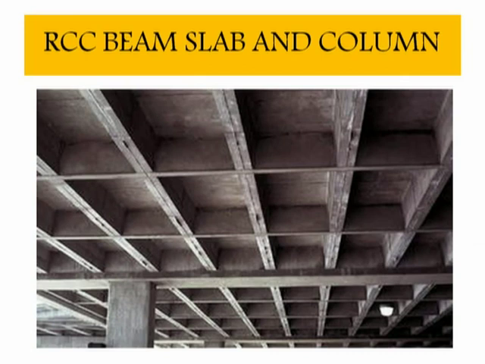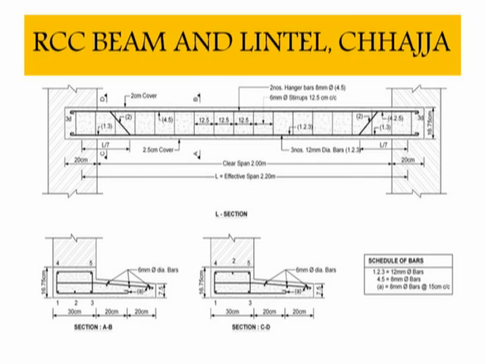This is a picture which shows the RCC slab, beam and the column. Here is another picture where you see the RCC column, then the RCC beam and the RCC slab. This is a sketch of RCC beam, lintel and the chhaja. This is an RCC beam which you see in the sketch, which is supported on the two walls. On the bottom part you see the part which is known as a chhaja.